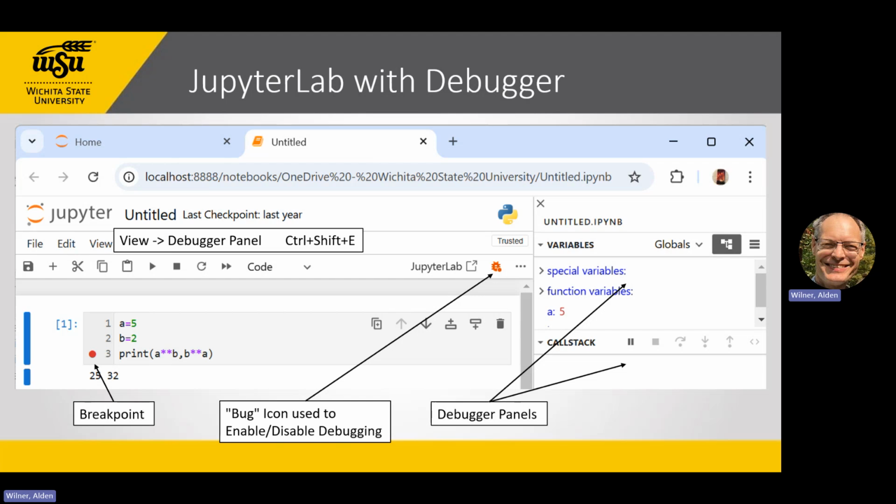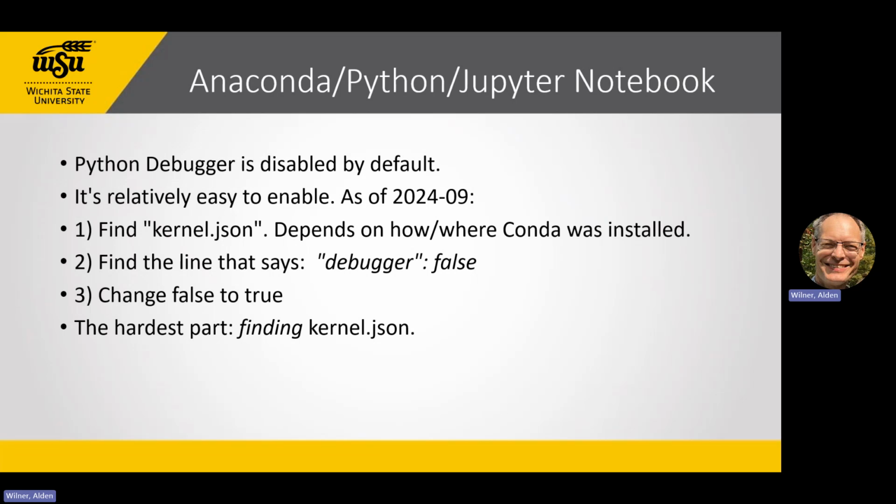Quick and dirty. So how do we enable the debugger? That's the crux of this. It's just these two slides here. It's disabled by default. It's relatively easy to enable. As of September, these are the current instructions. If you find kernel.json, a JSON file about how the Jupyter kernel works, there's a line that says debugger is false. So you just change that to true, and your debugger's turned on.